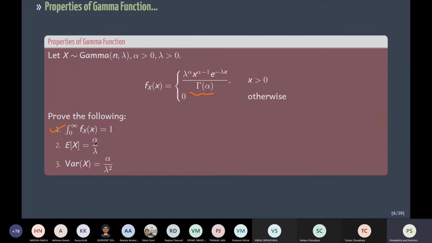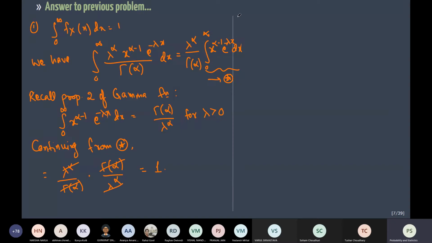Now the expectation of x is alpha by lambda. This is the second property. So let us find the expectation of x. We apply the definition, which is the integral of x f_X(x) dx. This is how we find expectation.